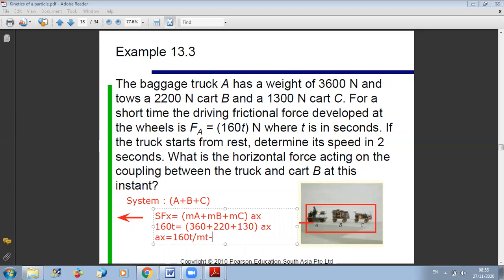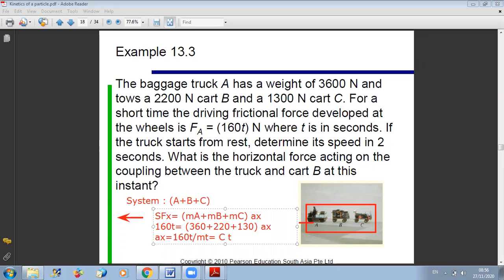So if you want, I will write it as follows. It's equal to a constant C, which is 160 over M total, times the time T. So please pay attention here: A is not constant, it's a function of time. So I can never apply the relations, for example V equals AT plus V0, because A is not constant. So if I want to find now the speed in 2 seconds, what should I do?